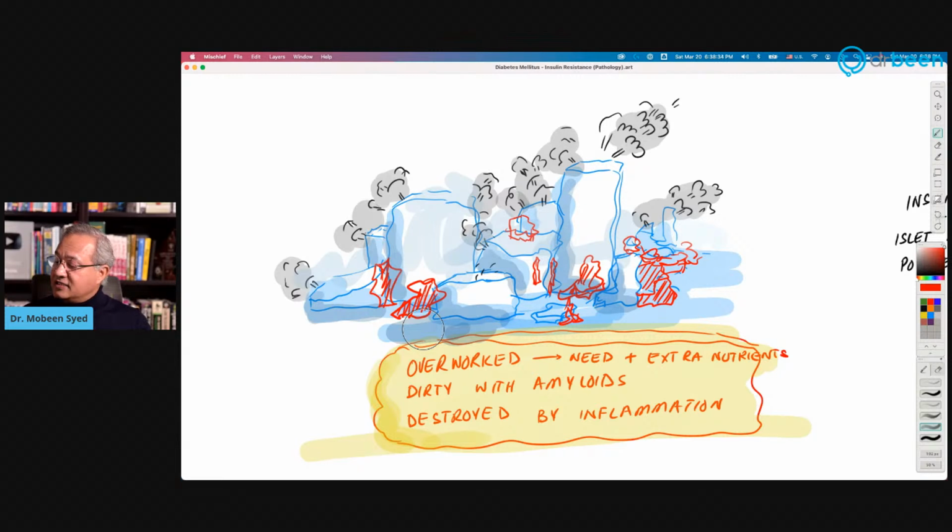One. Second, these cells are producing lots of inflammatory cytokines. Third, the local inflammatory systems are producing lots of cytokines. So imagine this: overworked cells, dirty with amyloids. Whenever insulin is produced, amyloids are produced. These red things are amyloids. Amyloids are destructive proteins that are just accumulating in the local area. They're like trash present around, let's say, a restaurant, and that trash, as it accumulates, would cause destruction. And then the inflammation, just inflammation.